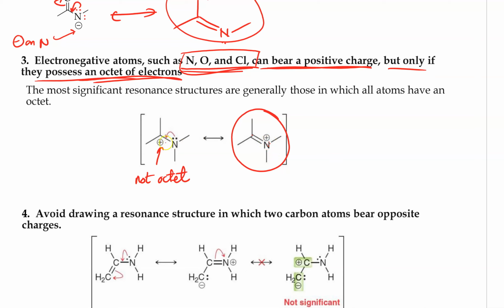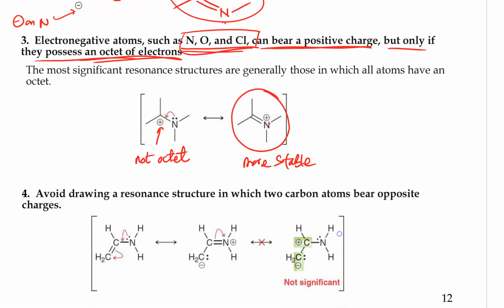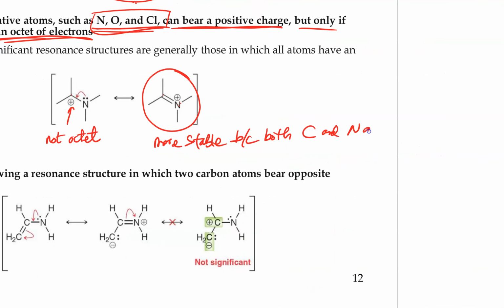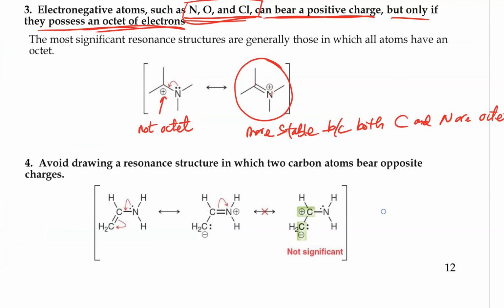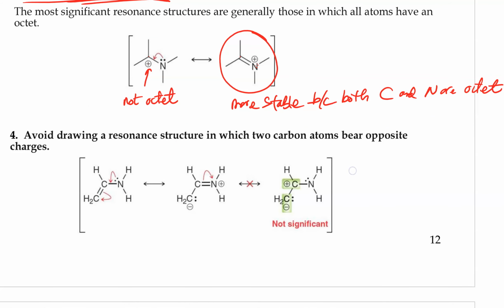But this would still be better than the other resonance structure where the carbon doesn't have an octet of electrons. So this will then be more stable or more significant, because both carbon and nitrogen are octet, despite carrying the positive charge on the nitrogen.